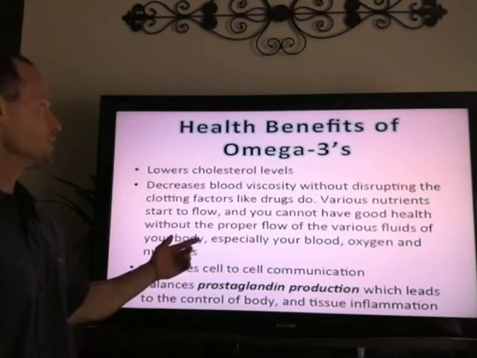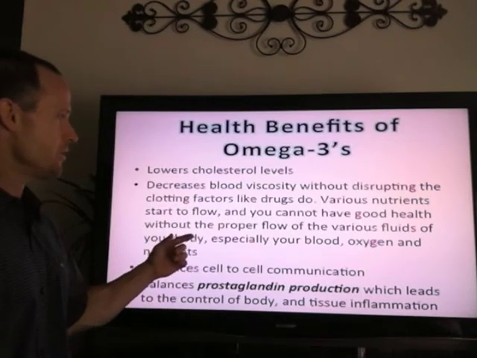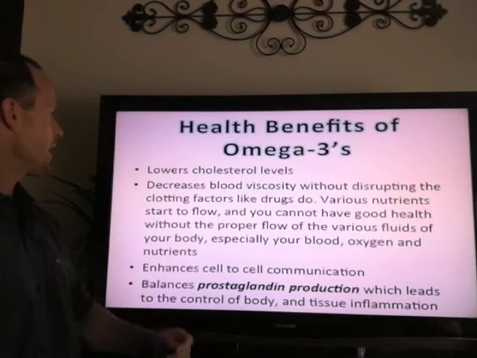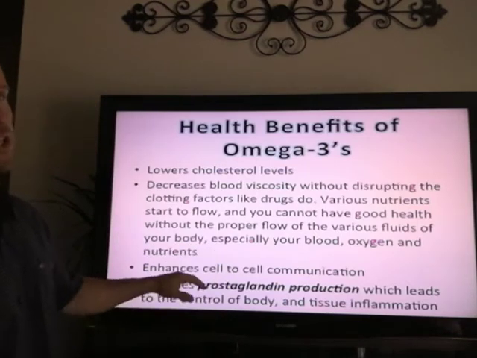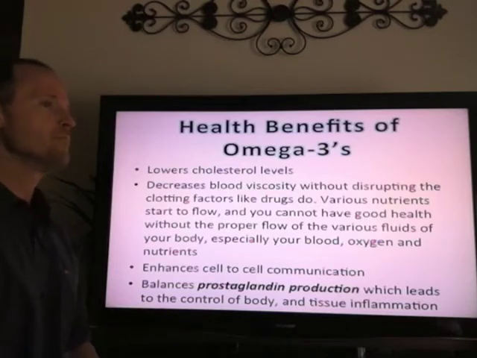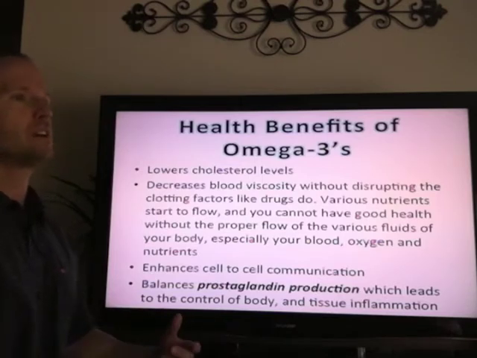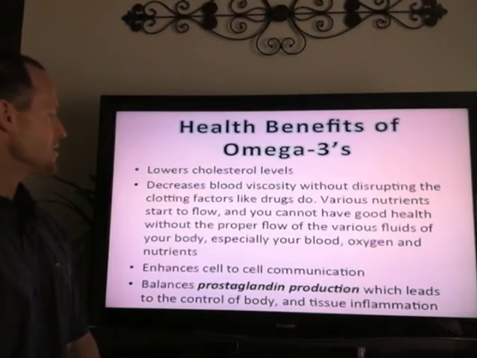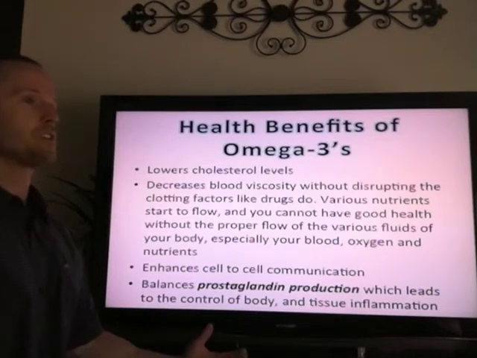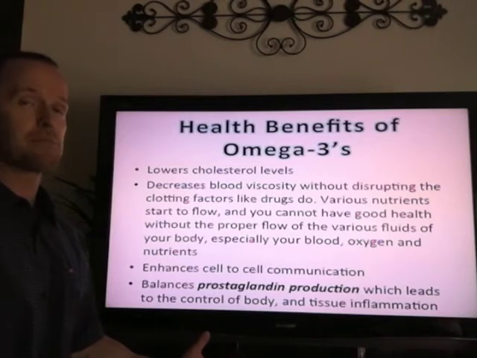Various nutrients start to flow. We talked about flow before. Very, very important for health. And you cannot have good health without the proper flow of the various fluids of your body, especially your blood, oxygen, and all various other nutrients. Bile flow, digestive flow, enzyme flow, saliva flow, et cetera. It enhances cell-to-cell communication, which is basically what human metabolism is.